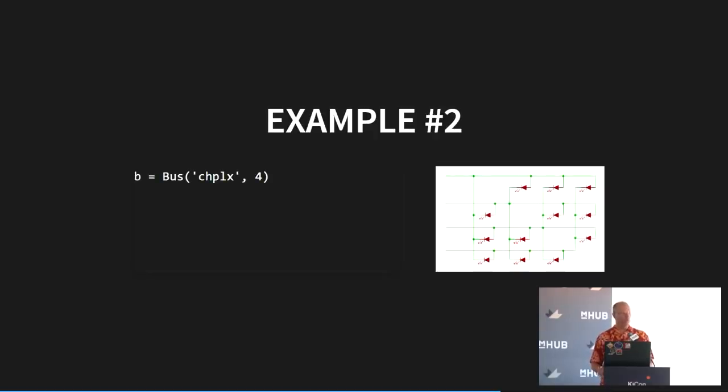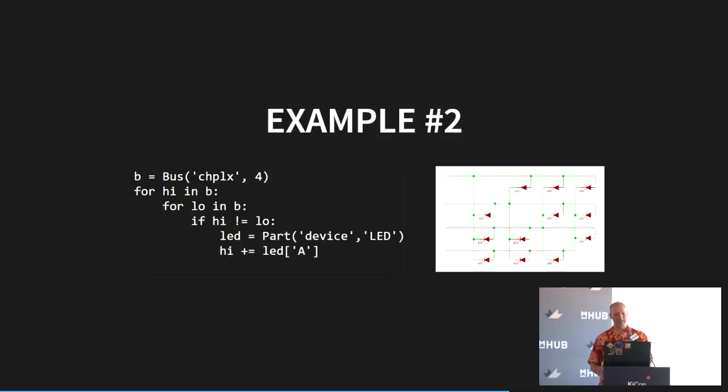We're going to do that in SKiDL. We're going to make a bus that's 4 bits long. We're going to loop through each net on that bus. And then we're going to have an inner loop. We're going to loop through the bus again, and we're going to look for two nets that aren't the same. So if those two nets aren't the same, then I know I have two different nets in that bus. Then I'm going to create an LED, and I'm going to connect the high net to the anode. I'm going to connect the low net to the cathode. And that makes my Charlieplexed LEDs.